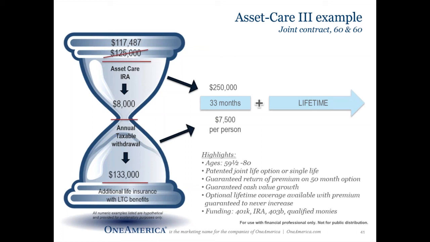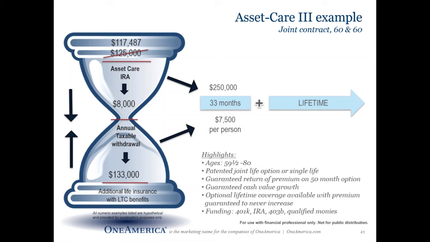Here's what has happened over time. The value of the IRA has been depleting because we're taking this $8,000 distribution. However, as you see on the slide, the value of the life insurance death benefit has been increasing.